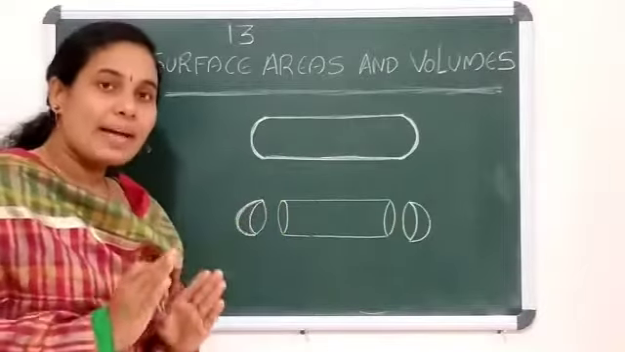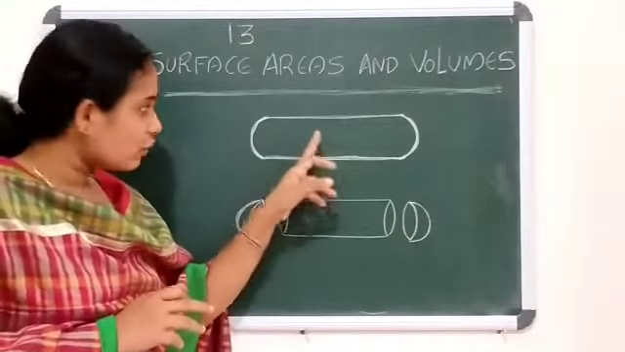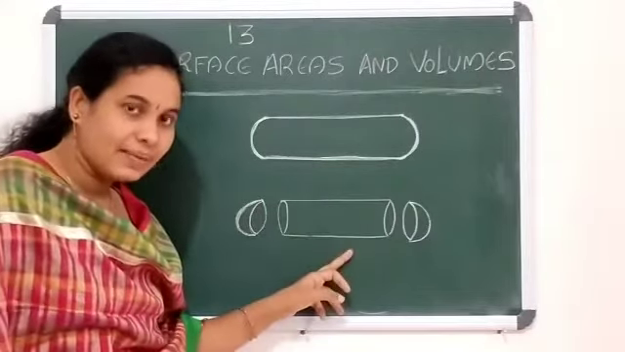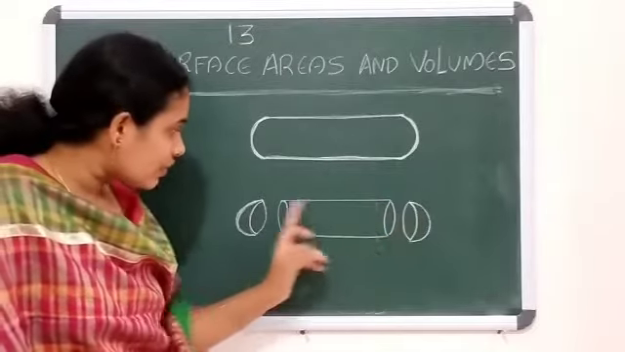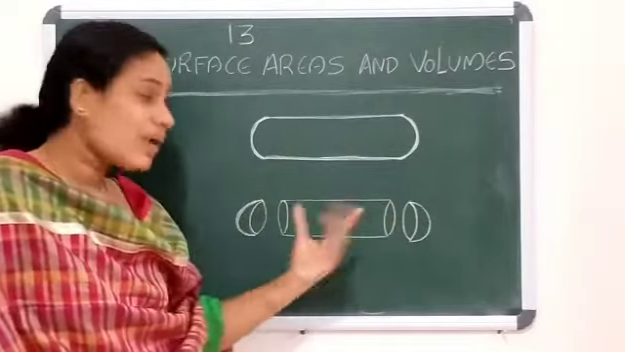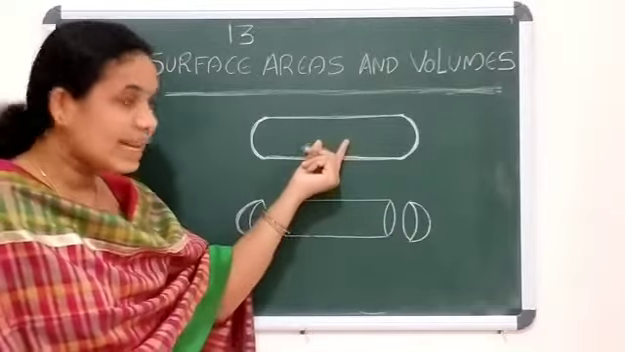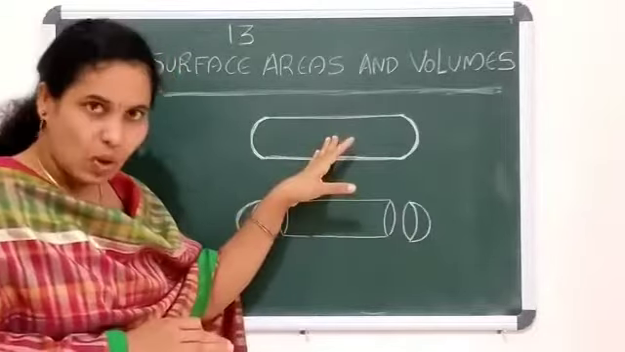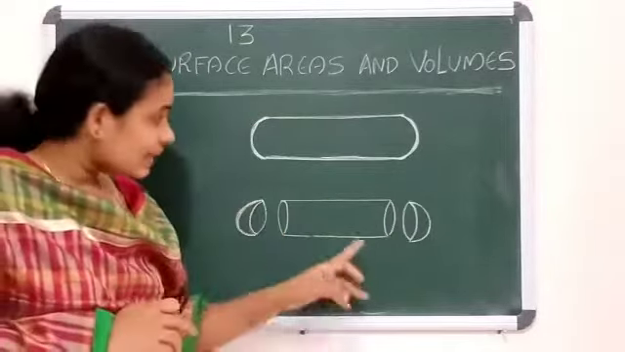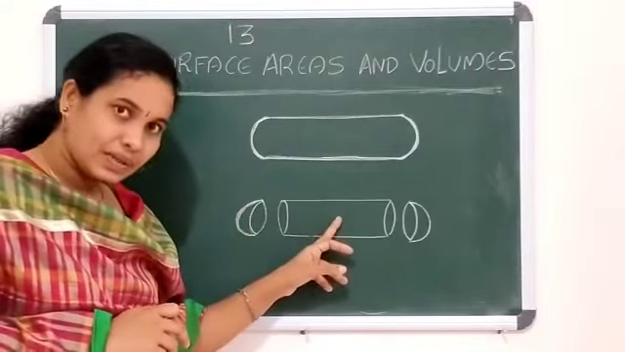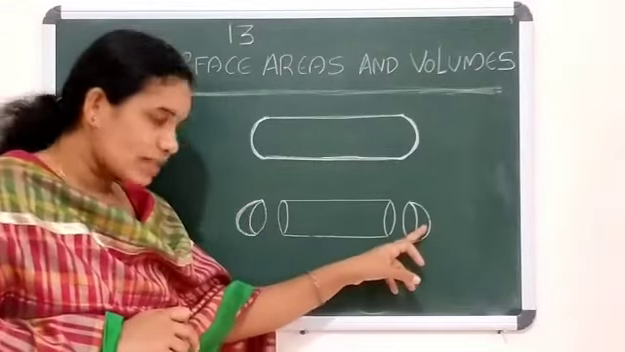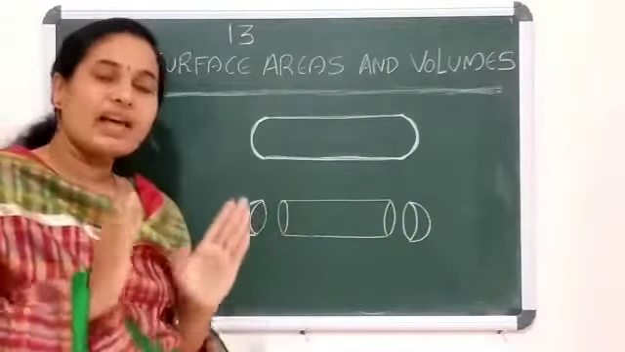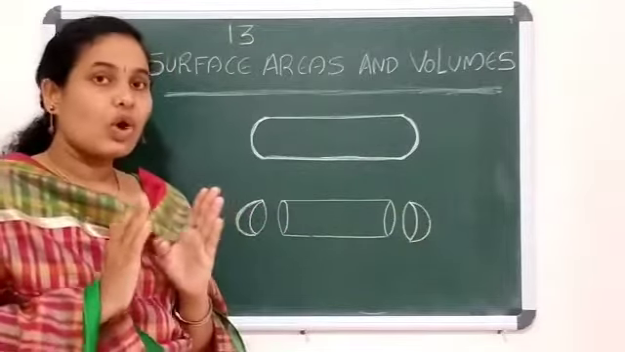The idea behind finding the surface area of this solid is that first you find the curved surface area of this cylinder, then you find the curved surface area of these two hemispheres, and you add these three. Then you will get the total surface area of this solid. In this way we are finding the surface area of a complex solid.